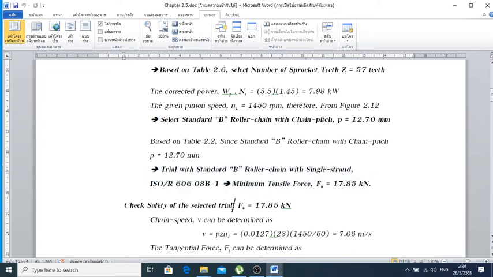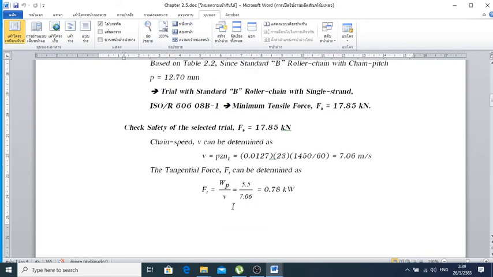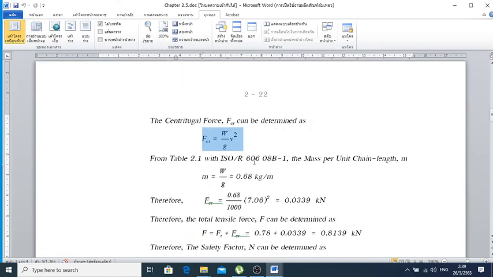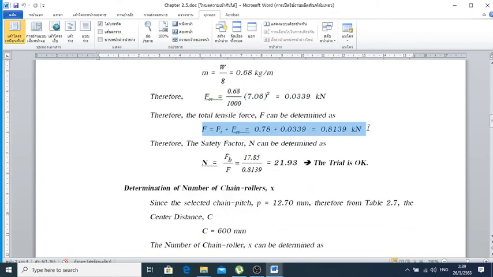If we have F sub B of 17.85, first thing first, we find the V term, and then we find the F sub T, and then we find the F sub CT, and then M. We use table 2.1 to find it, and therefore we have F sub CT as the answer. And then the total force is going to be 0.8139. So if we compare to what the chain can withstand, the minimum force that can be applied on it is 17.85. So that's why we got a safety factor of 21.93.